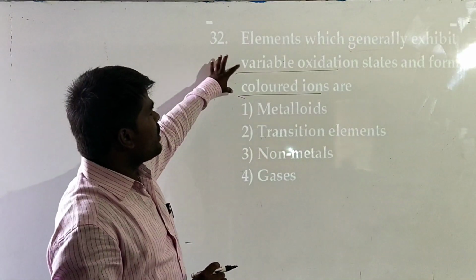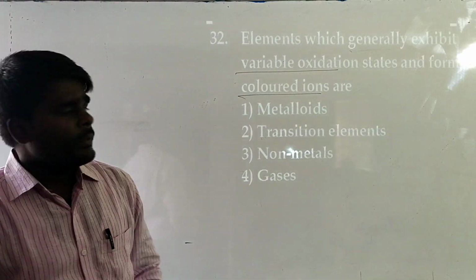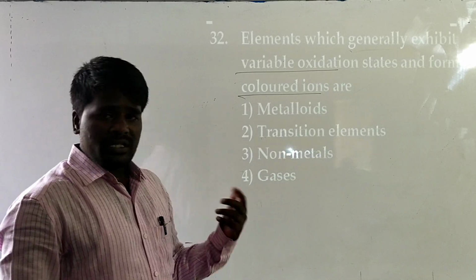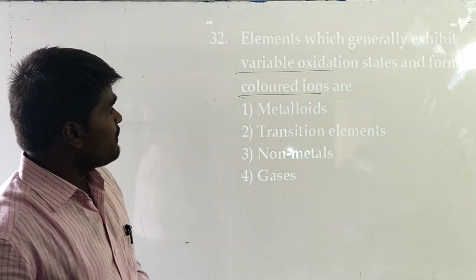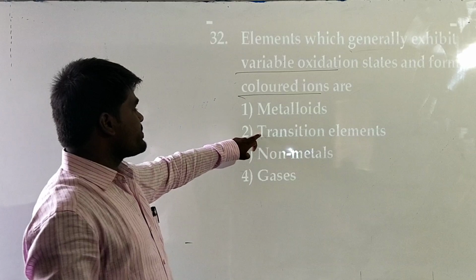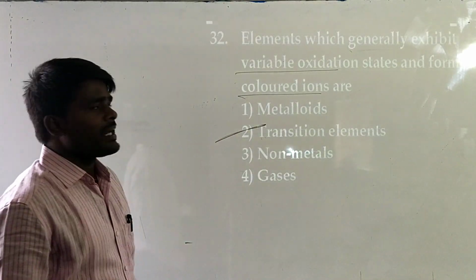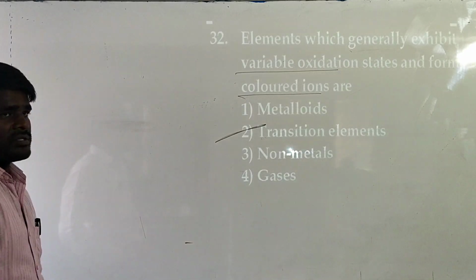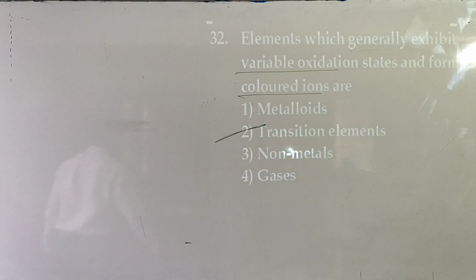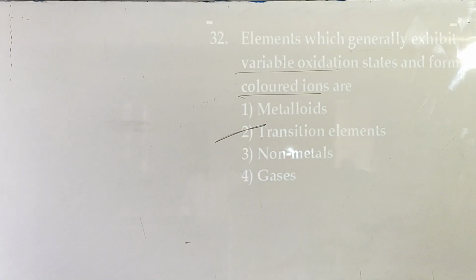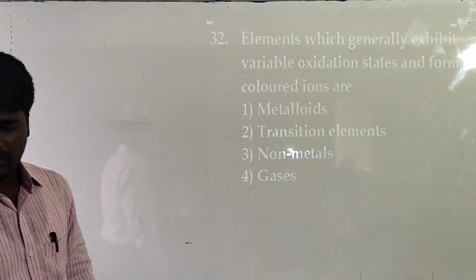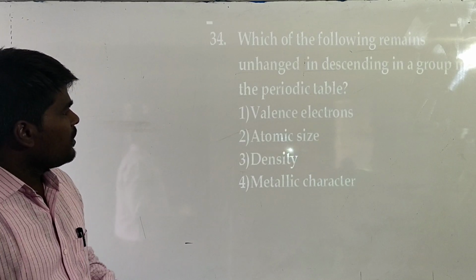If it is variable oxidation state, both P block and D block elements, that is transition elements, exhibit variable oxidation, but colored is generally exhibited by transition elements. Right? What is the answer here? Transition elements is our correct answer. Right. Here comes our next question.